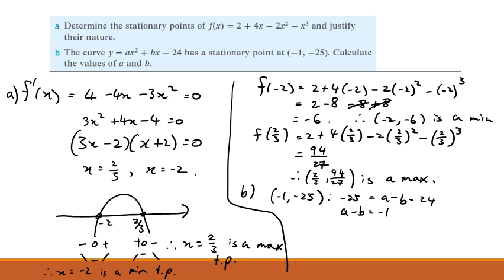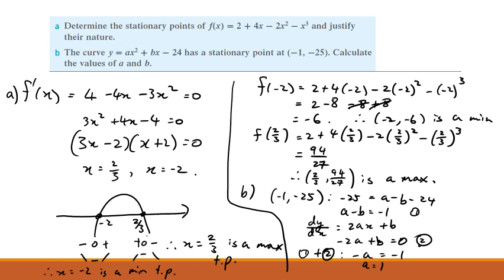Then for the other one, it's a stationary point, so find the derivative. And it's equal to 0 at the stationary point. So -2a plus b equals 0. Then if I add the 2, I get -a equals -1. A is 1. Then a minus b gives us -1, so b is 2.